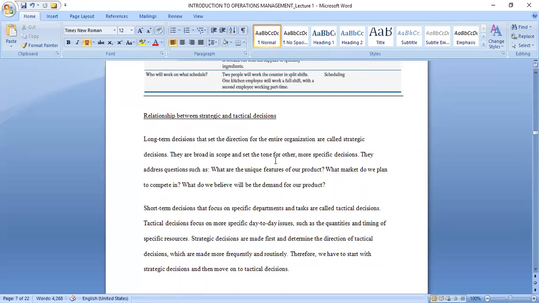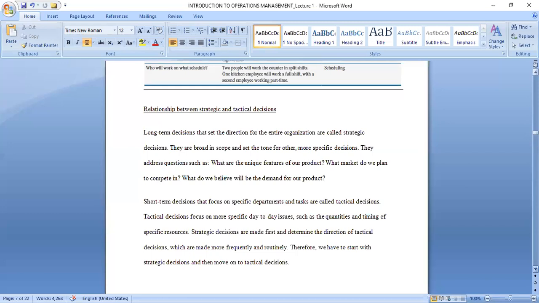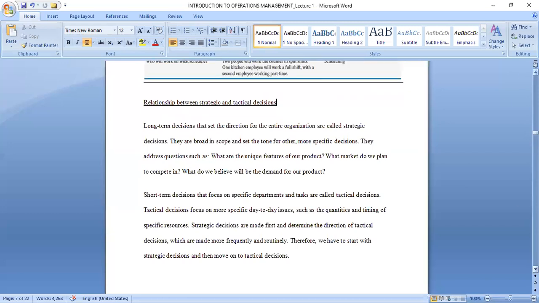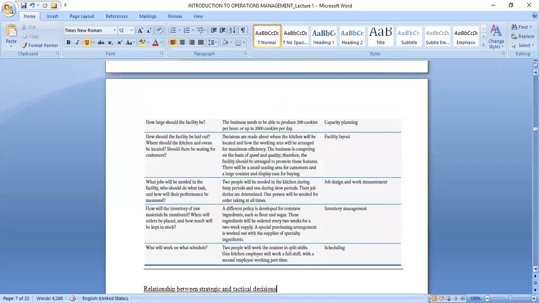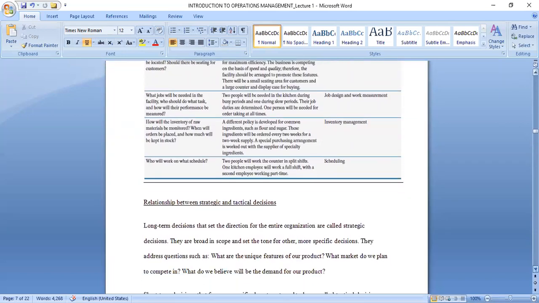Strategic decisions are long-term decisions, like we've already seen, that show the direction of the entire organization. When they are short-term decisions, they are called tactical decisions. So tactical decisions are short-term, and strategic decisions are long-term decisions of the organization. Most of the decisions we've seen here are long-term, apart from scheduling and inventory management.